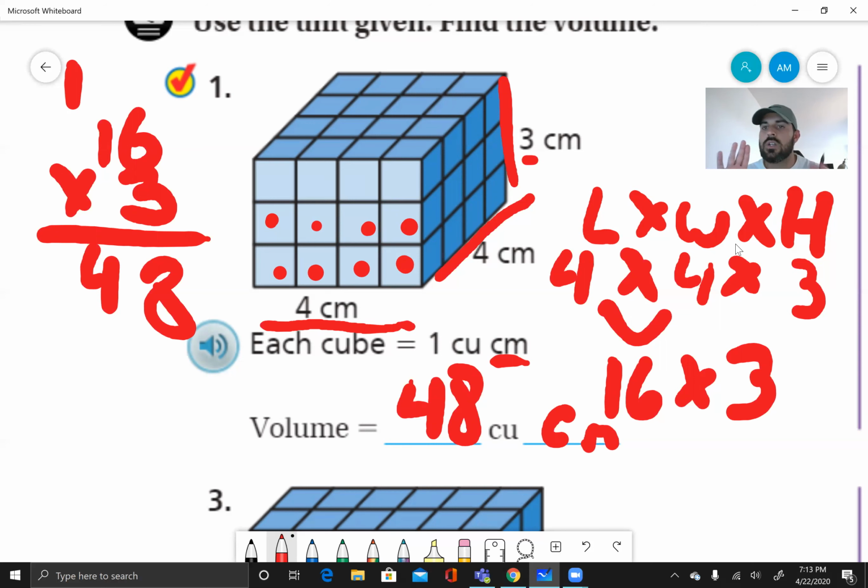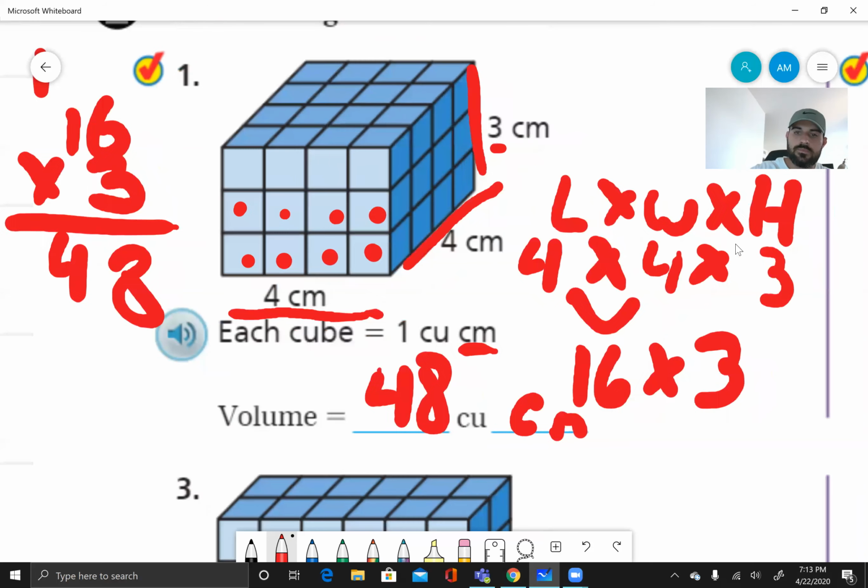But in the classwork, just type the number. Don't worry about writing cubic centimeters, cubic units, any of that stuff. I want to make it as easy as possible for you. So let's do another example.